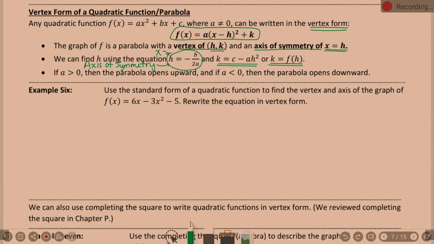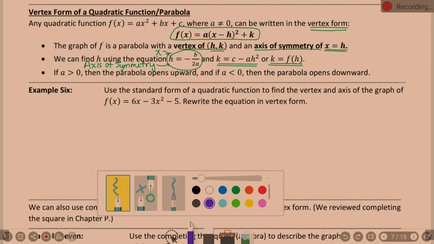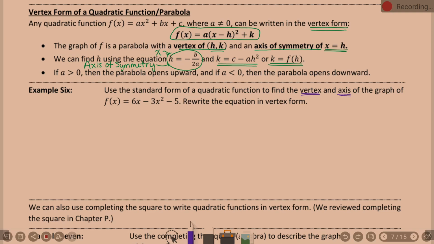Okay. Let's look at example 6. Use the standard form of this quadratic function to find the vertex and axis of symmetry of the graph of f of x equals 6x minus 3x squared minus 5, and rewrite the equation in vertex form. Okay. So, we're being asked to find the vertex and the axis of symmetry. Noticing right now it's standard form.